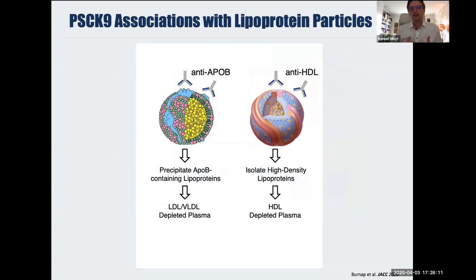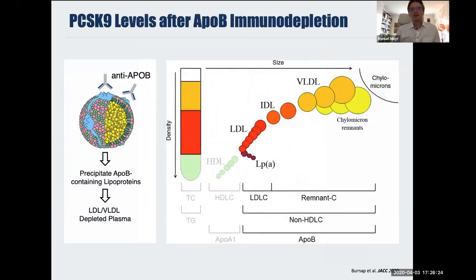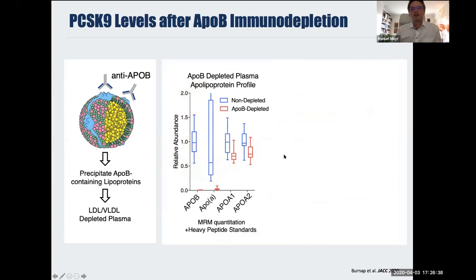So we generated LDL and VLDL depleted plasma as well as HDL depleted plasma, and we showed how this depletion affects PCSK9 plasma levels. So here are the results, first after the ApoB immunodepletion. Again, to remind you, if we deplete for ApoB, we are not only removing LDL, we are also removing Lp(a) and the triglyceride-rich lipoproteins that carry ApoB. Now this depletion was very successful.